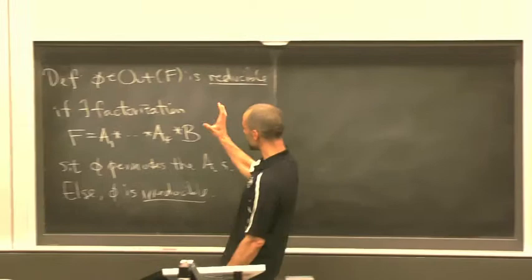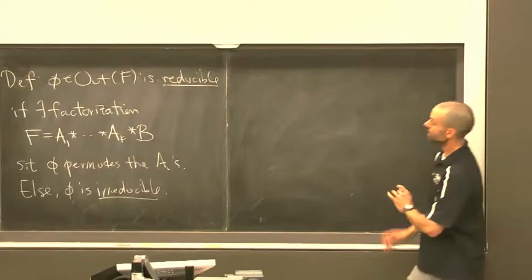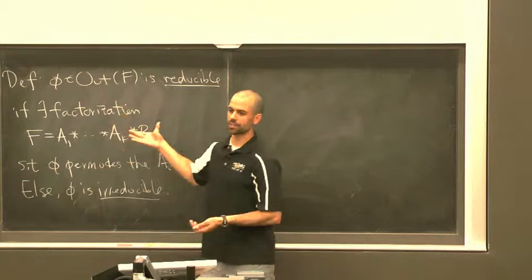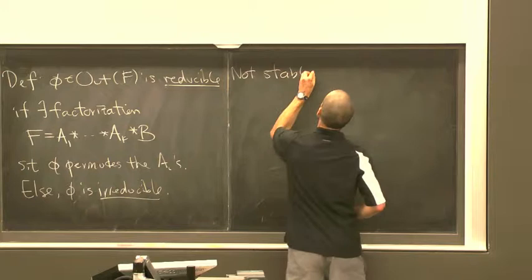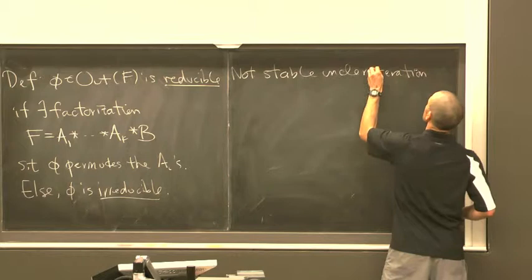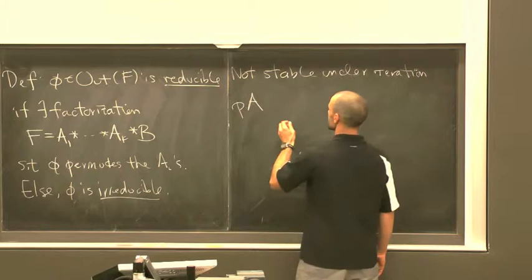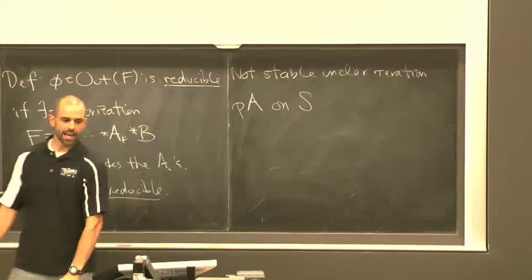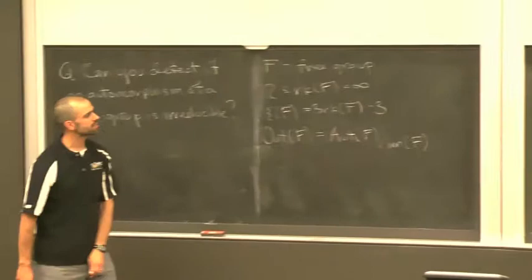So this is the original definition of being reducible and irreducible. But the problem is that irreducible things are nice. They have irreducible train track representatives. But this notion is not stable under iteration. The canonical example is to take a pseudo-Anosov mapping class on a surface with a boundary. Well, powers were reducible, so they were reducible, right? So it's not stable. So you take a pseudo-Anosov element on a surface with a boundary.